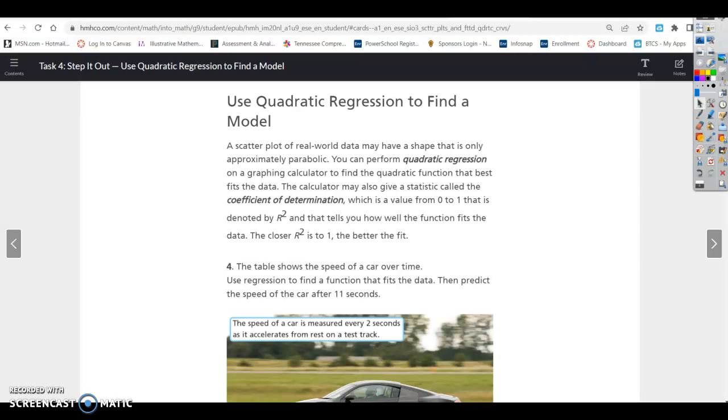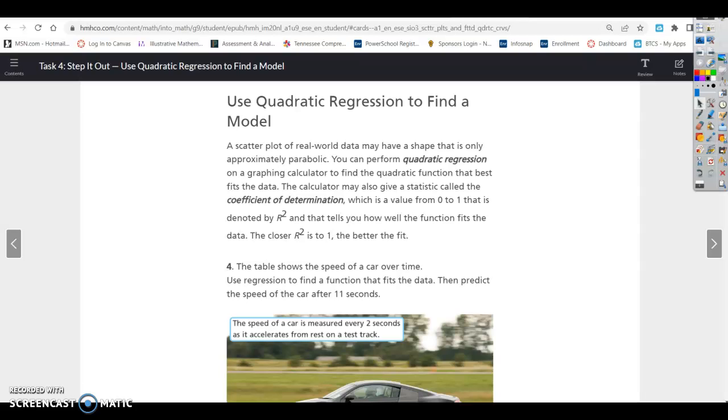Lesson 19.5, Task 4. Use quadratic regression to find a model. Remember, a model is just an equation for a set of data. A scatter plot of real-world data may have a shape that is only approximately parabolic. You can perform quadratic regression on a graphing calculator to find the quadratic function that best fits the data.